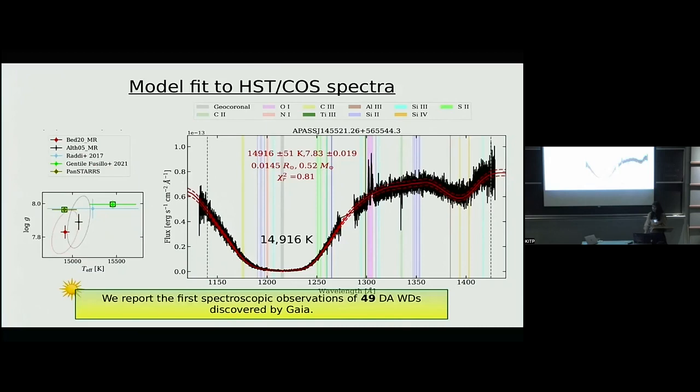Another important thing is that we report the first spectroscopic observations of around 49 DA white dwarfs that were discovered by Gaia. These objects did not have any other spectroscopic observations or parameters.